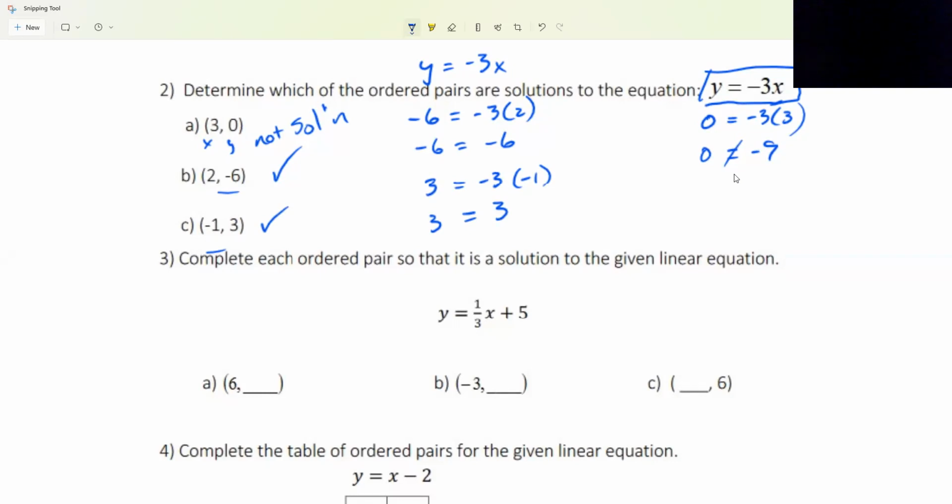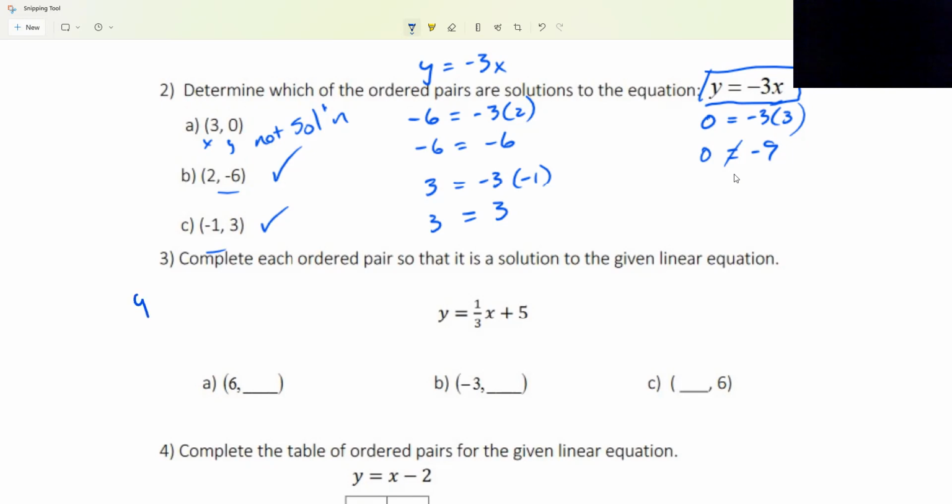Okay. So that's what they're saying. They'll say, hey, is this a solution to this equation? Well, the solution is, hey, does this point lie on that line? So you plug it in to find out. So on the next one here, it's the same deal, except they only give you one coordinate. You've got to figure out what the other one is.